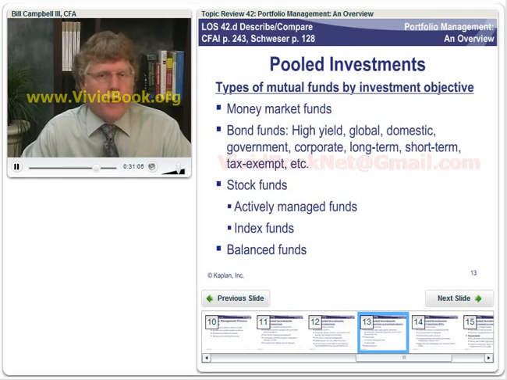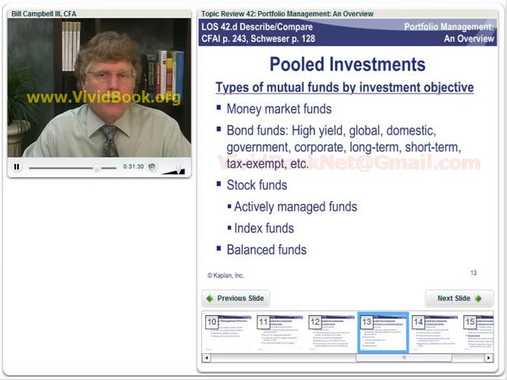Or you may have a stock fund that is an index fund. It simply tries to track a particular index, the S&P 500 or the FTSE 100 or some other stock index. Obviously, less research is required, less trading on the part of the management, and therefore the management fees for an index fund should be lower than the fees for actively managed funds.